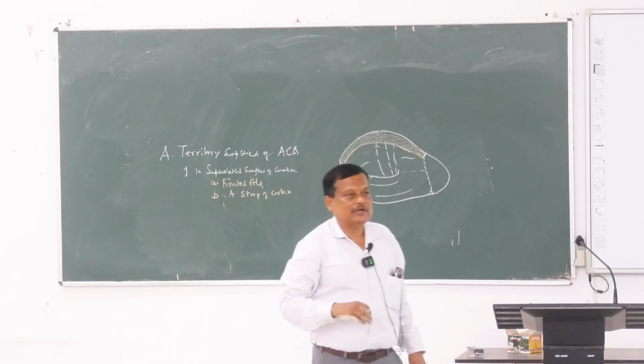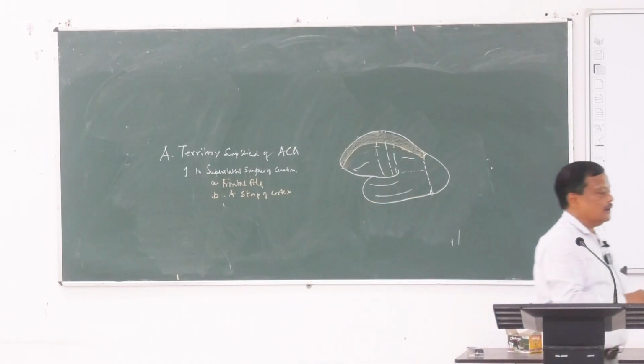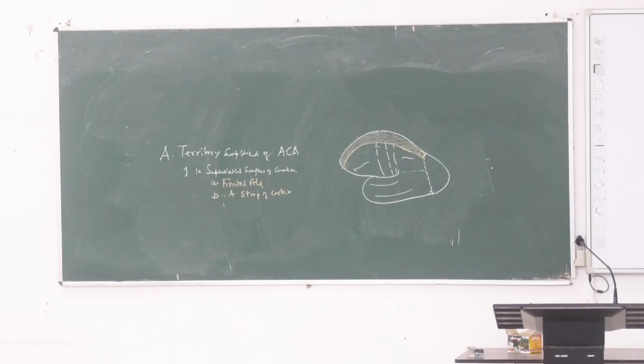Actually, the anterior cerebral artery mainly supplies the medial surface of the brain, the medial surface of the brain.